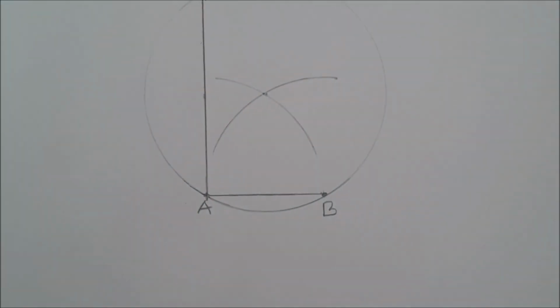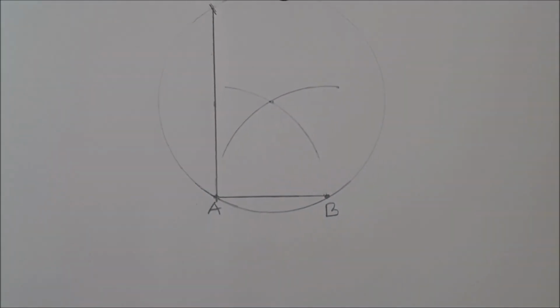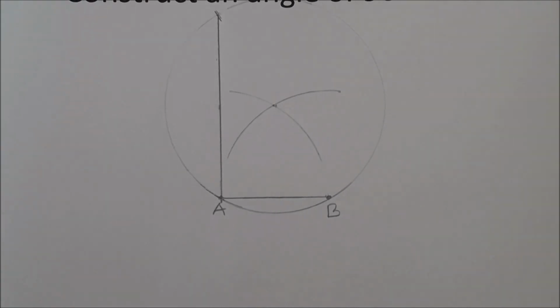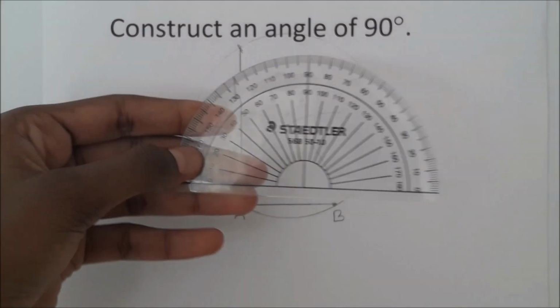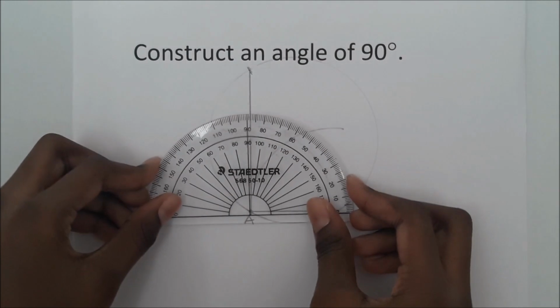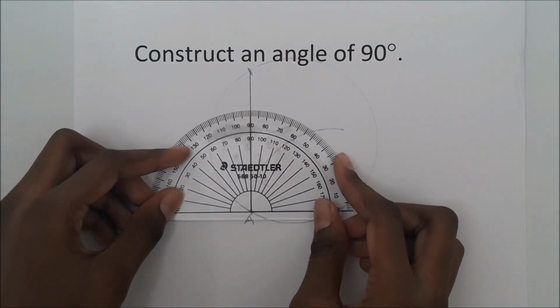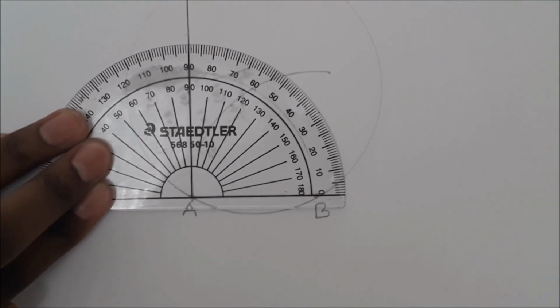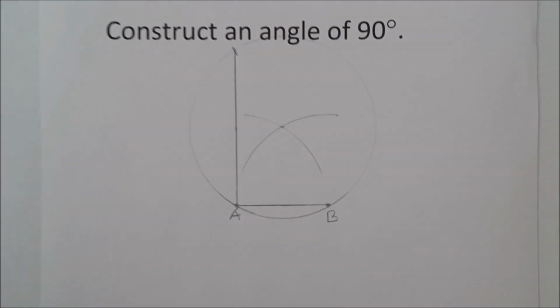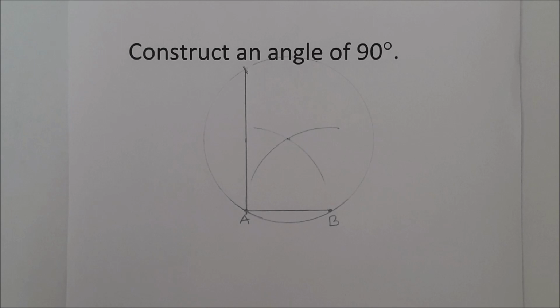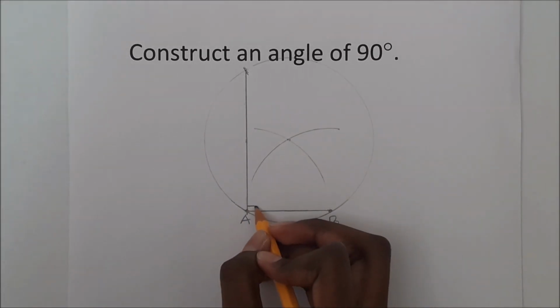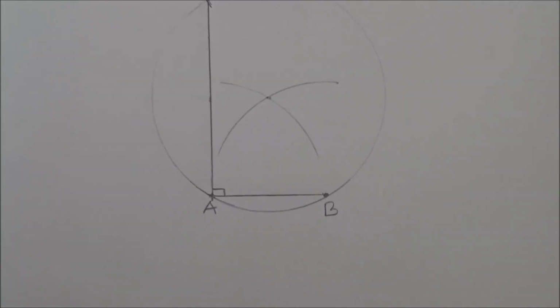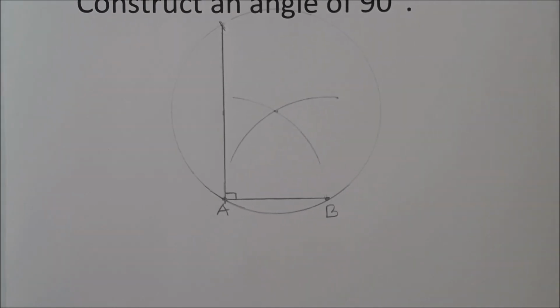Let's check it. Okay, next. Then get your protractor to check it. Okay, put it on. Let me check it now. Hold it. 90 degrees. Perfect, Raphael. Then make a little box to show that it's 90 degrees. That one was perfect, Raphael.